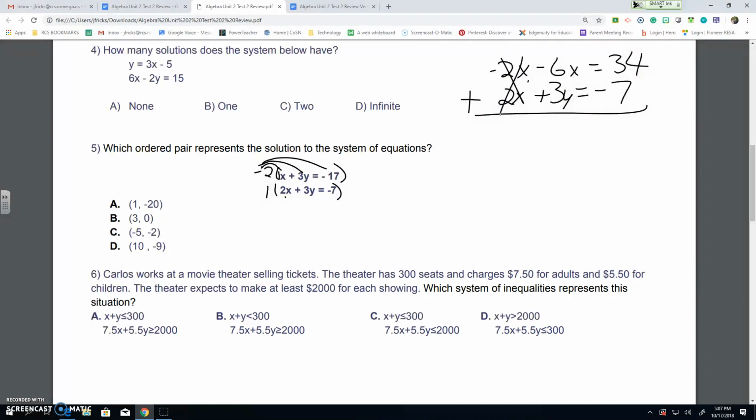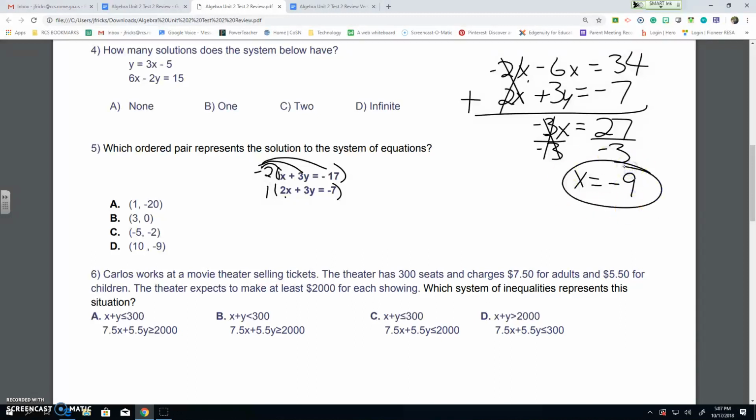Alright, so my x's are going to cancel out because negative 2 plus 2 is 0. Negative 6 plus 3 is going to give me a negative 3x. And then 34 minus 7, that's going to give me a 27. So from here I can divide both sides by negative 3. And that's going to give me an answer of x equals negative 9.